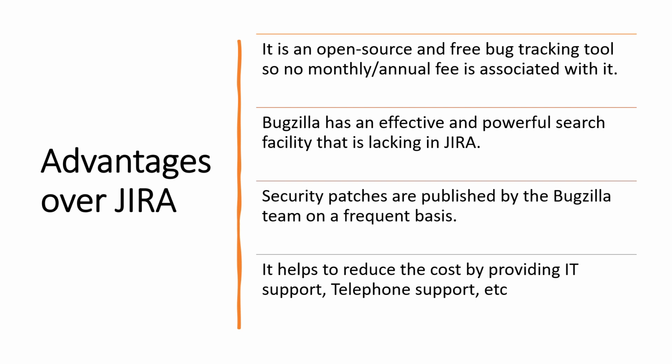So the advantage over Jira: it's an open source and free bug tracking tool, so no monthly or annual fee is associated with it. So it's a pretty good advantage. And it has an effective and powerful search facility that is lacking in Jira. Security patches are published by the Bugzilla team on a frequent basis, and it helps to reduce the cost by providing IT support, telephone support, etc.